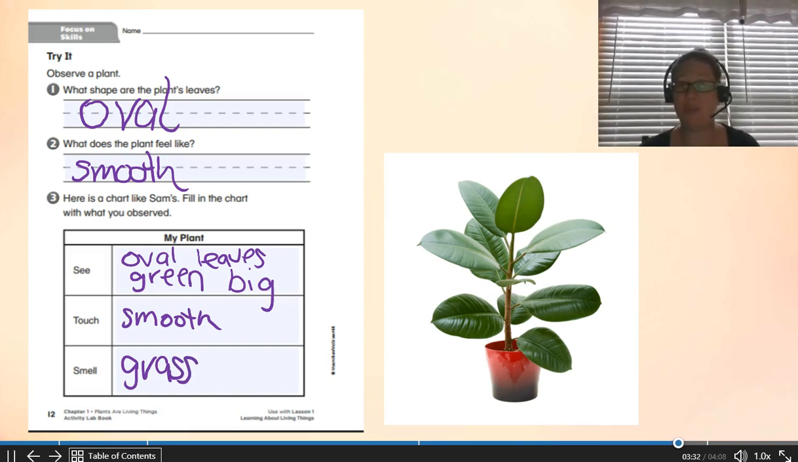Now, your answers may be different. I just wanted to review your lab sheet with you so that you have everything there that you need to submit it to your teacher.